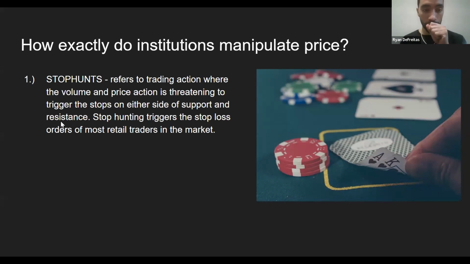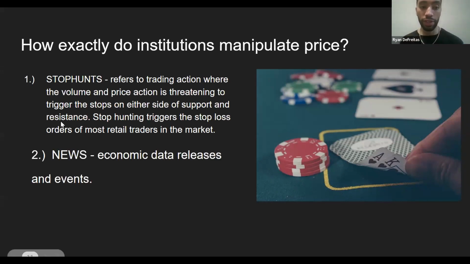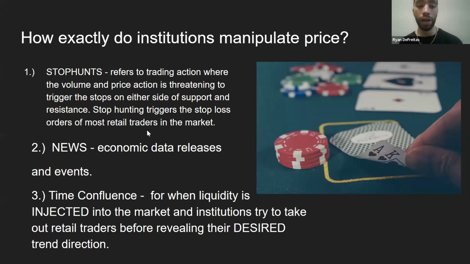News, that's number 2, economic data releases and events. Number 3, time confluence, for when liquidity is injected into the market and institutions try to take out retail traders before revealing their desired trend direction. So those are really the 3 things. This is what I want you to take away from this: Forex is manipulated as hell.